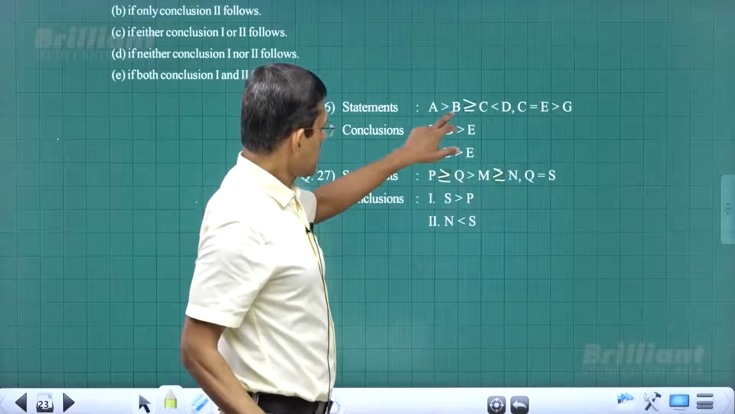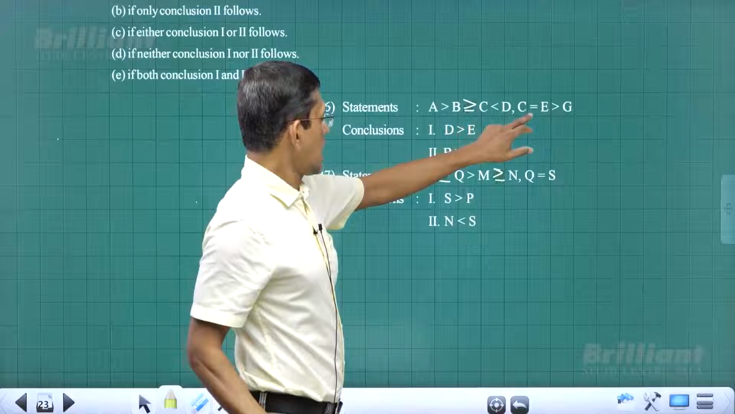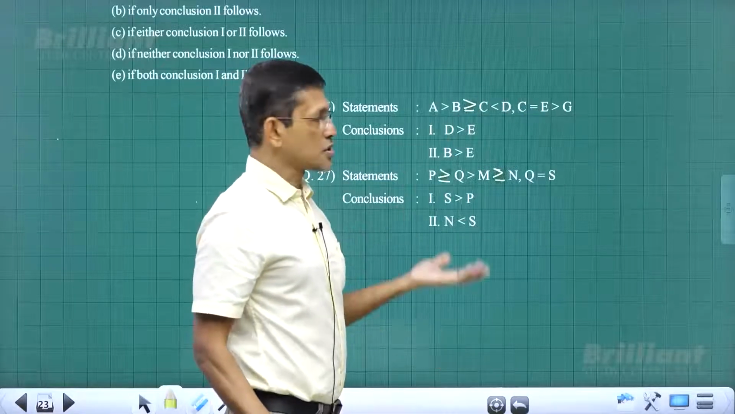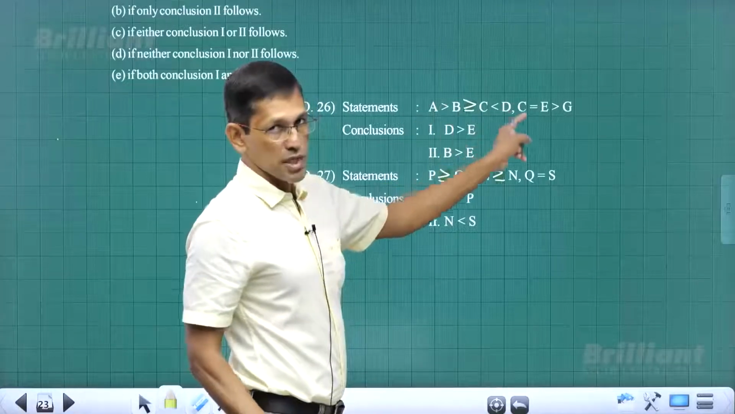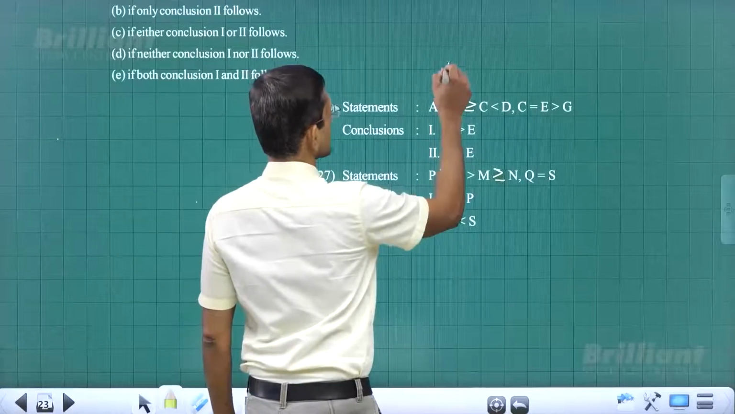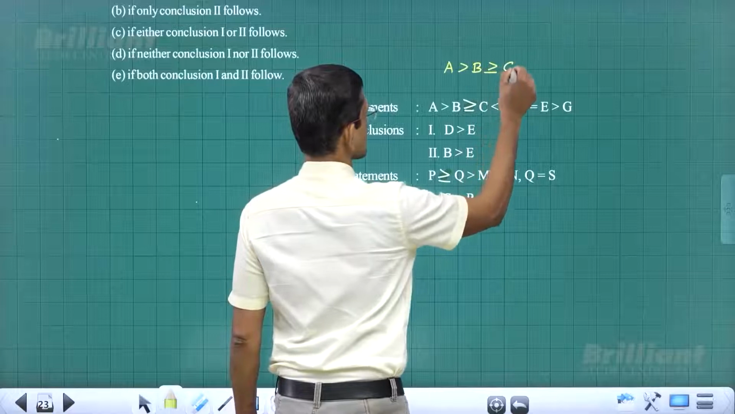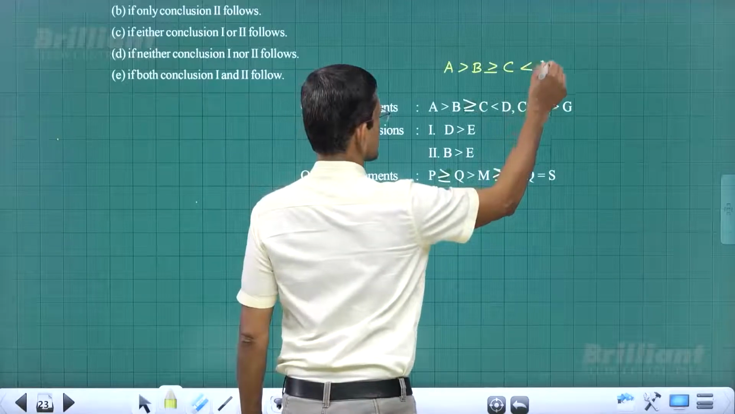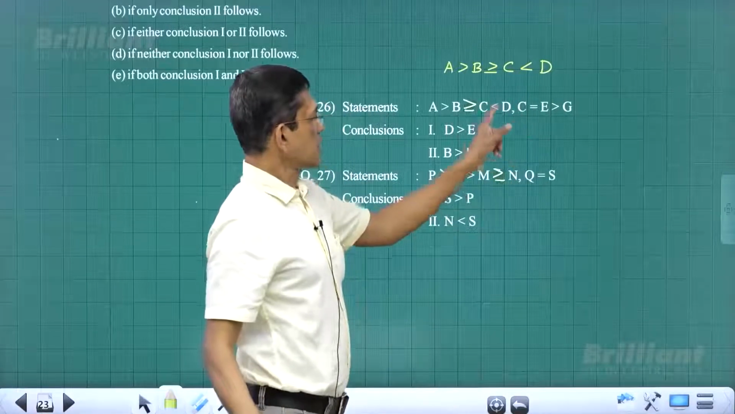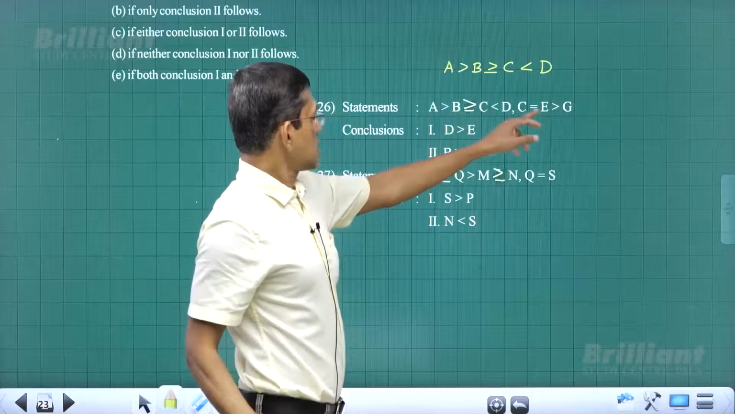So B is here. First conclusion, D is here and E is here. So the D and E are in 2 different statements. So ultimately we need to combine these 2 statements in order to deal with this conclusion. So how do we combine it? A greater than B greater than or equal to C less than D. And which is the common letter in these 2 statements? C is the common letter, right? Is there any other common letter? C is the common letter.